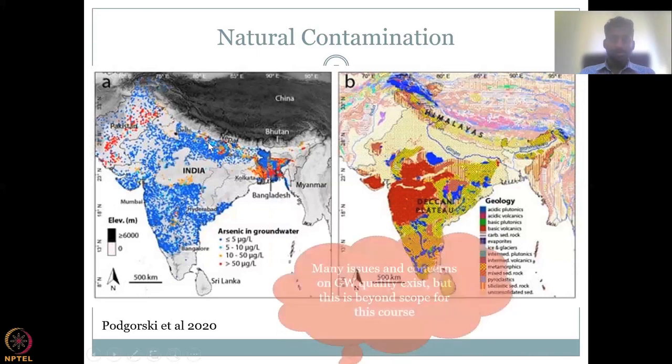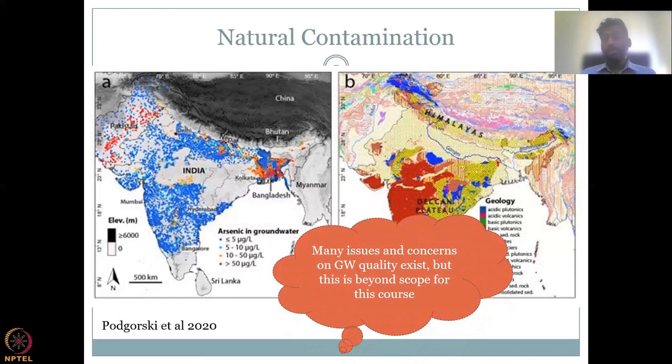However, for this particular course, many issues and concerns on groundwater quality exist, including industrial pollution and anthropogenic pollution, when human sewage is mixed in groundwater. All these issues are there, but that will be a course by itself. So that could be a groundwater quality course, not a quantity course. In this course, we will only focus on groundwater quantity. The methods will only focus on groundwater quantity. And maybe in the future, there will be a groundwater quality course. So it is beyond this course. So kindly excuse that part.